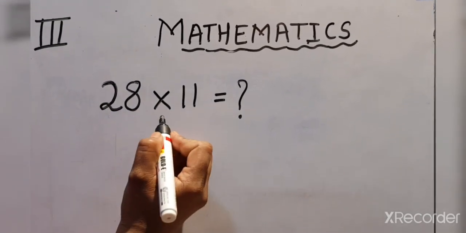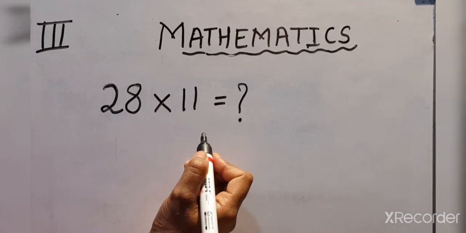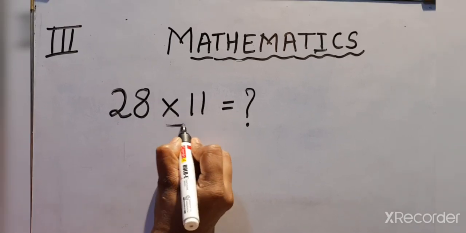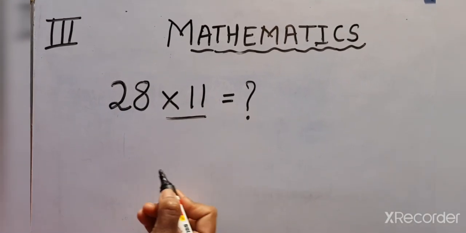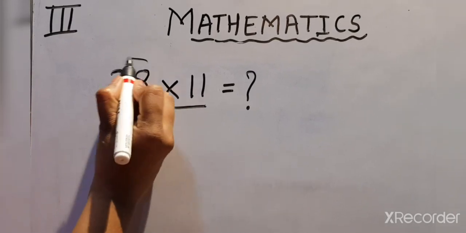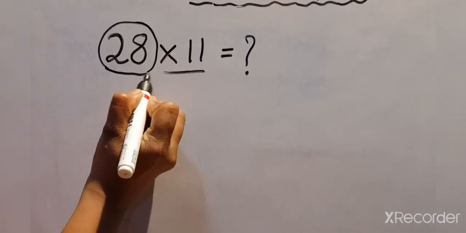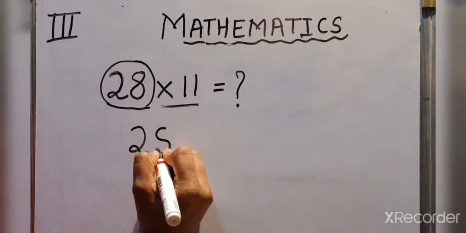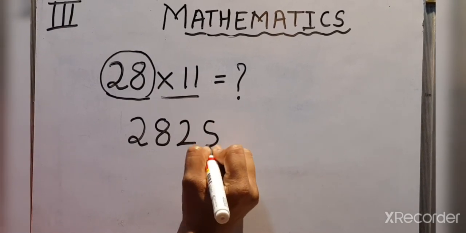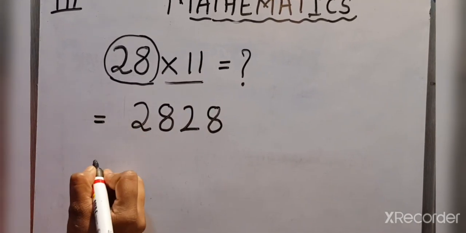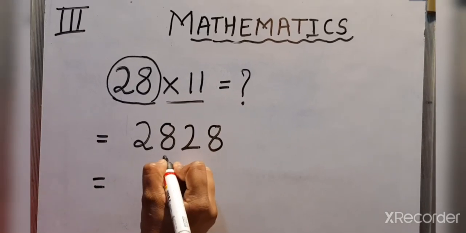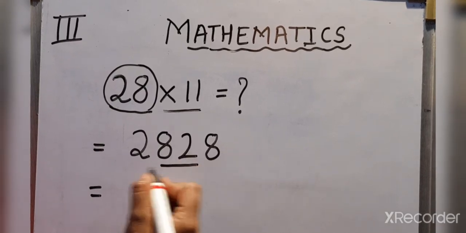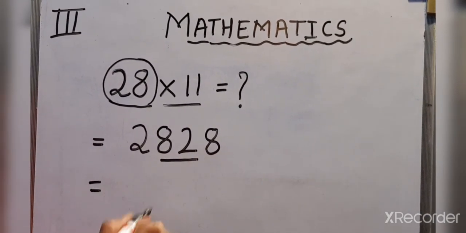Okay children? Now let us take one more example. Here we have 28 multiplied by 11. We can use the pattern method of multiplication only if we are multiplying by 11. As per the method, we have to take the number and write it 2 times. So we will write 28 2 times: 2, 8, 2, 8. For the numbers in between, we are going to put a bracket and a plus sign.